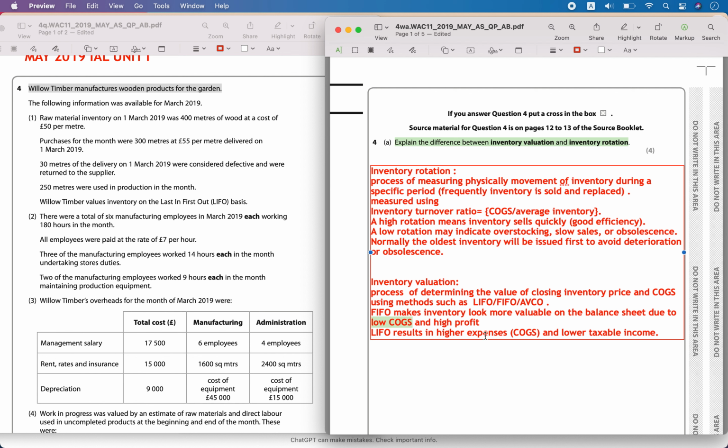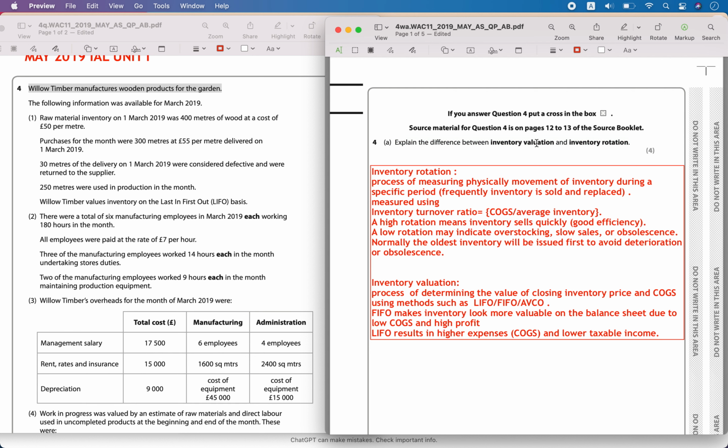Whereas LIFO results in higher COGS. The recent goods are sold first and then the previous goods that entered. So it is going to result in higher COGS and lower taxable income. So this is the difference between inventory valuation and rotation.